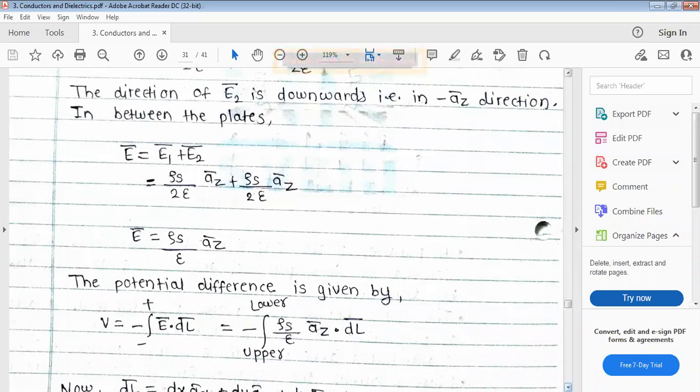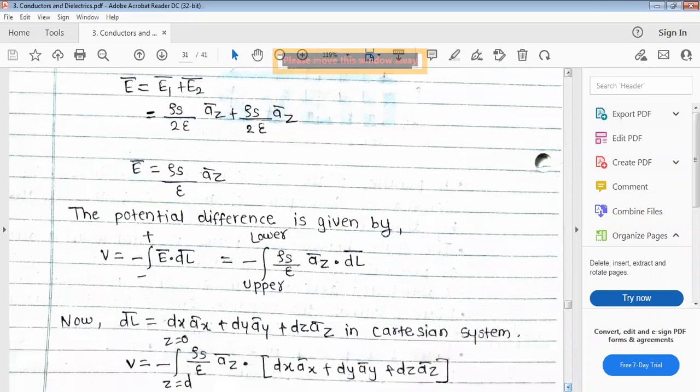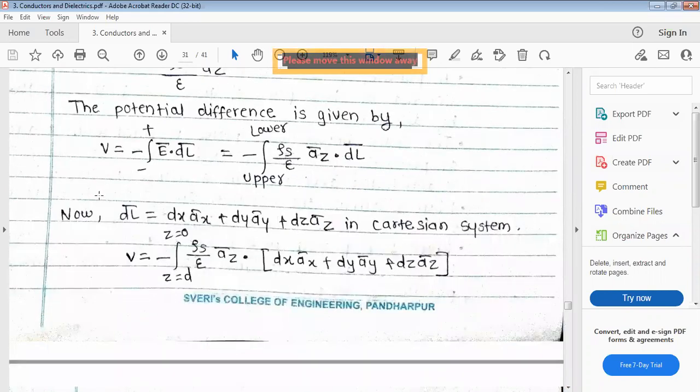Here we are considering the Cartesian coordinate system, right? So for the Cartesian system, dl bar is equal to dx A bar x plus dy A bar y plus dz A bar z. If you take the cylindrical system, coordinates are r, phi and z, so according to that your dl bar will be different. For spherical system, the coordinates are r, theta and phi, so according to that your dl bar will be different. So every time remember the equations for dl bar.